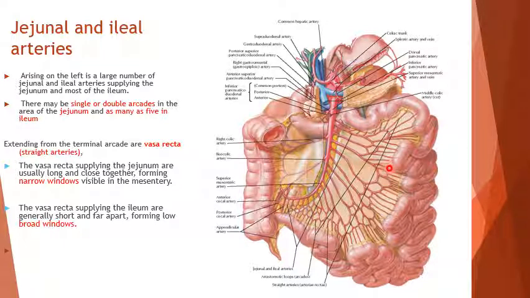Now these vasa recta in the area of the jejunum are long, and you can see they are close together, so narrow windows are visible in the mesentery. These gaps are the windows. While in the case of the ileum, these vasa recta are short and far apart, and they form broad windows. So this is about the jejunal and the ileal branches of the superior mesenteric artery.